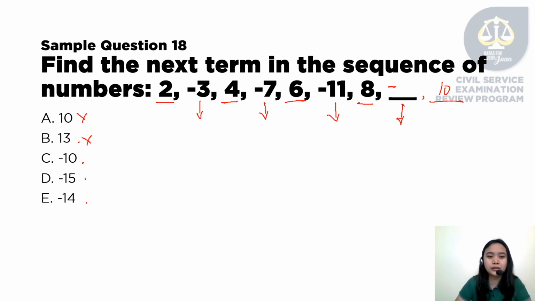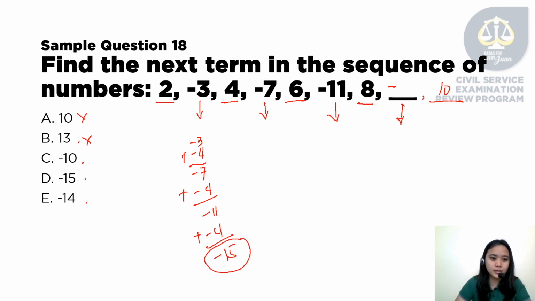Ano ba nangyayari dito? -3 nagiging negative, susunod ay -7. So, kung mapapansin nyo, nag-a-add tayo ng -4. So, -3 plus -4 ay -7. Plus -4, -11, plus -4, obviously, yung susunod ay -15. And sa choices, yan lang yung letter D.